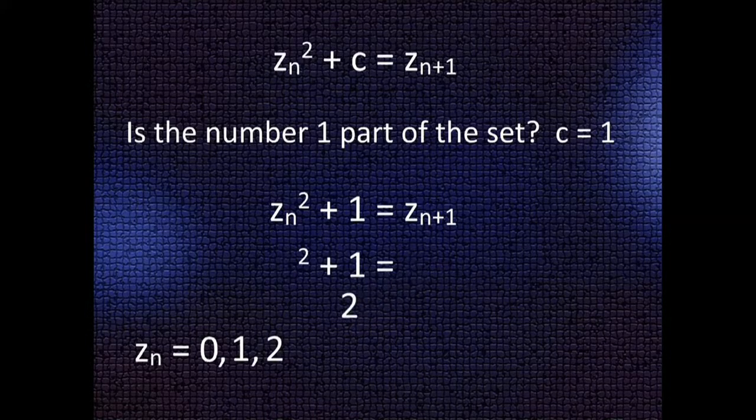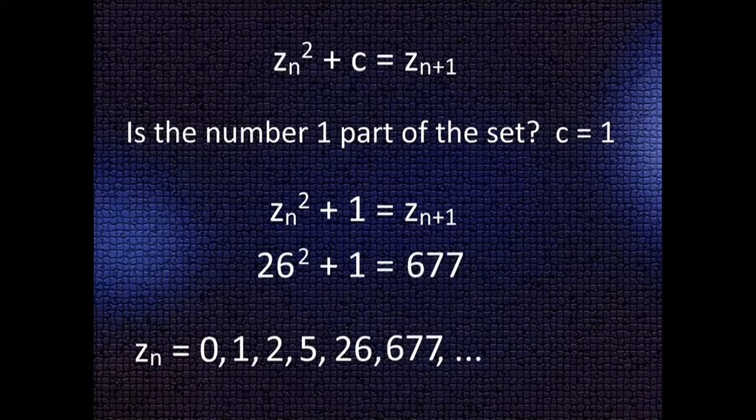And then we stick that back in, 2 squared, 4 plus 1 is 5, and so on. And we stick that back in, 5 squared, okay, 25 plus 1, 26. And then we stick that back in, 26 squared, big number, plus 1, even bigger number. And so you can see what's happening with the value of Z there. It's getting bigger and bigger and bigger and bigger, right? And so that means the number 1 is not part of the Mandelbrot set.